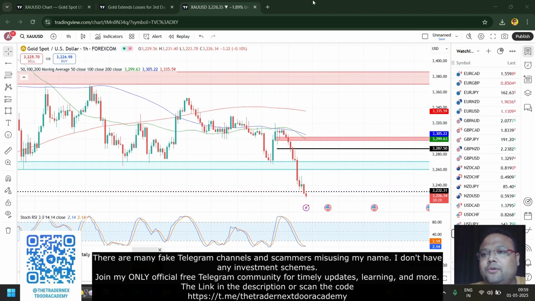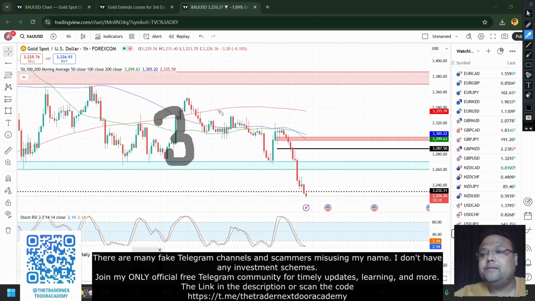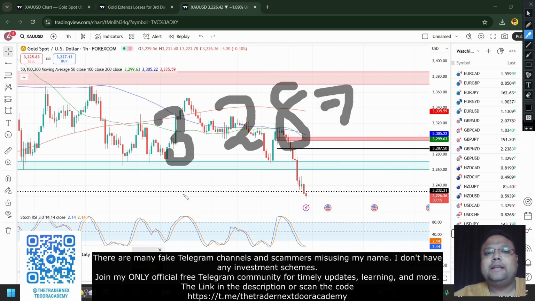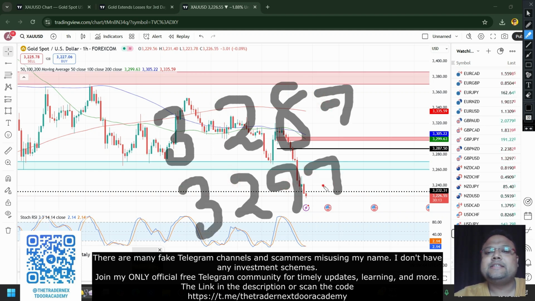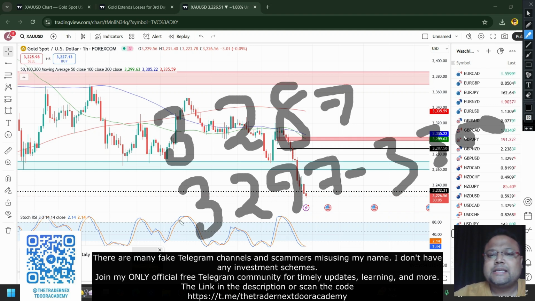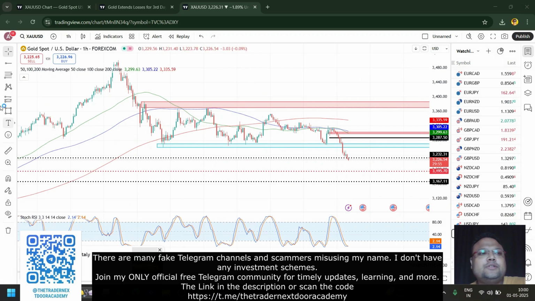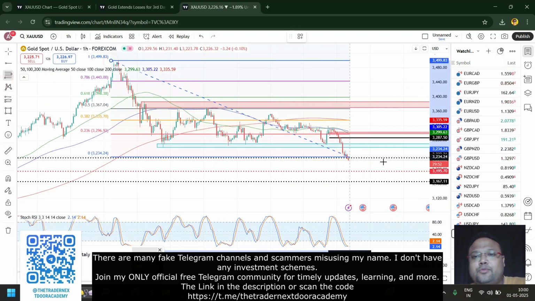And if the market goes up, then we have another selling opportunity around 3287 and 3297. Let me write it down. The next selling will be around 3287 and then 3297 to 3300. These are the other levels where we can look for a sell position if the market goes up. The chances of the market going to 3297, 3300 are very low, but still gold is full of surprises, so we should know where we can look for a sell. So these are the selling opportunities on the chart of gold.